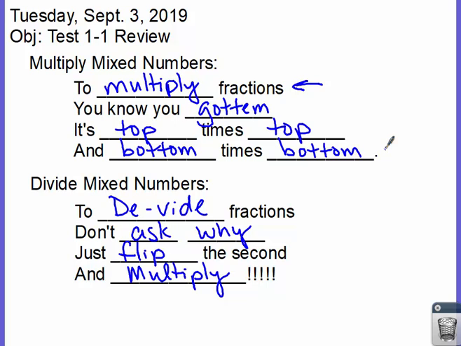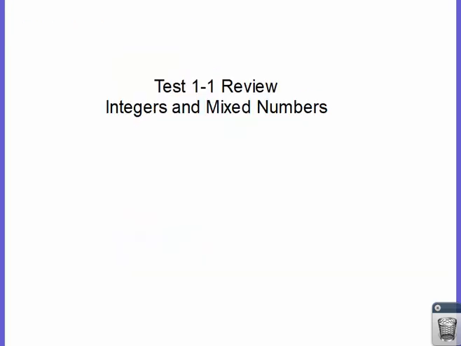Well, for division, okay, it says to divide fractions. Again, that's a conditional statement. You must have fractions. Don't ask why, just flip the second and multiply. So you take the second fraction, you flip it over, and then you multiply top times top and bottom times bottom. So now let's go through the answers to our test review.